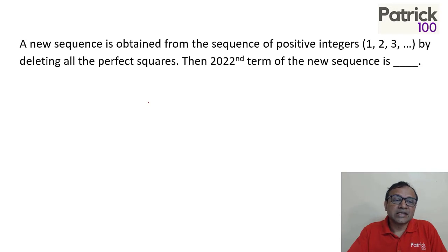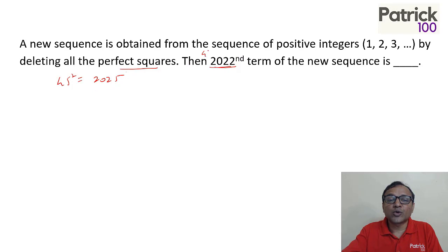In this case, a new sequence is obtained from a sequence of positive integers by deleting all perfect squares. If you look at perfect square close to 2022, I know 45 square is 2025, right? So that means up to 44 square will come inside 2022. If you remove that, the number will go beyond 2025, so 45 square will also be a part of it. So if I remove 45 terms, all the squares, that is 1, 4, 9, then the 2022nd term will be 2022 plus 45, which is 2067.